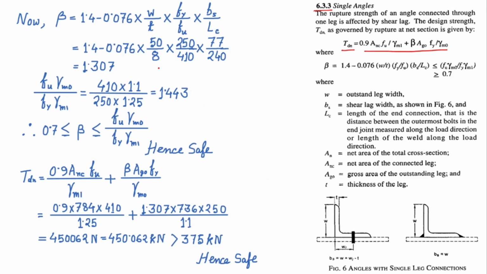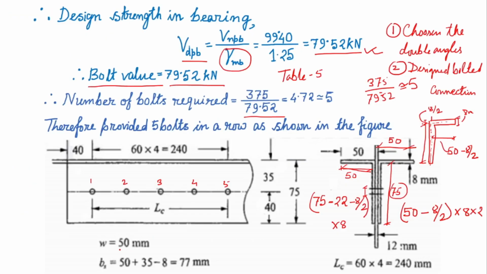So next thing I have to calculate is beta. It is also given in the IS code. The expression for beta is also given: 1.4 minus 0.076 w by t. What is w? If you see the figure, w is 50 mm. Here w is the dimension of the outstanding leg, meaning the leg which is not connected to the gusset plate. It is 50 mm. So I have written this as 50.